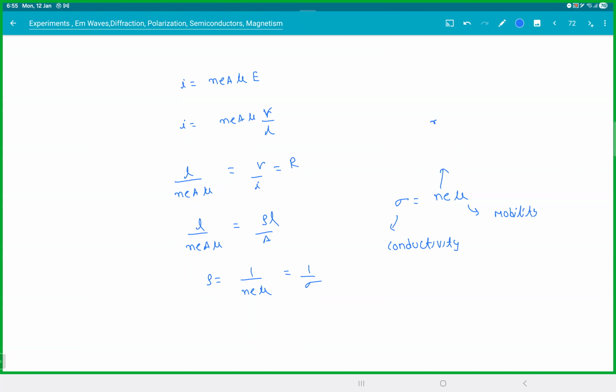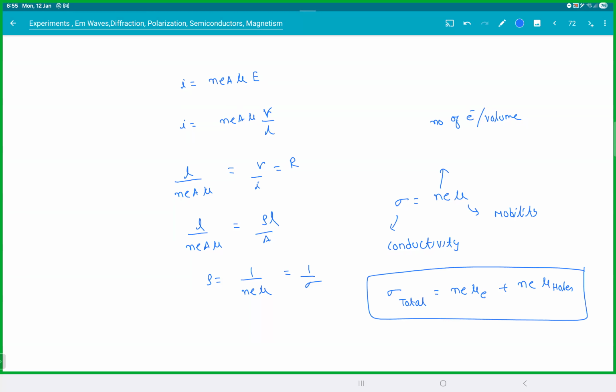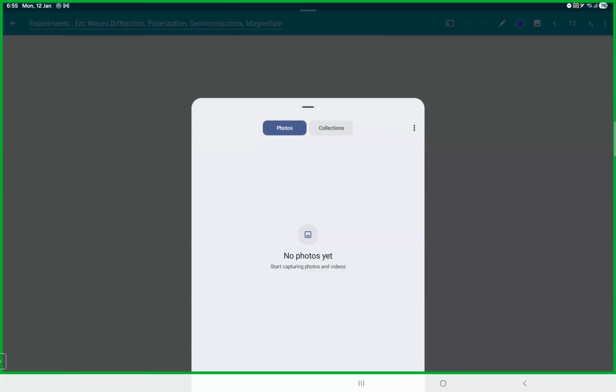n is the number of electrons per unit volume. e is the electron charge. So this is another thing you can play with. They can ask you, find the total conductivity of the system. So total conductivity would be n e mobility of electrons plus n e mobility of holes. This would be the total conductivity of the semiconductor. Again, I hope you're getting this. A lot of terminologies, so you have to be careful there.